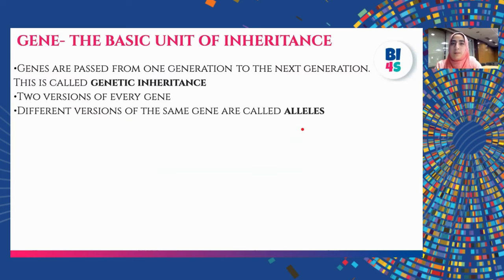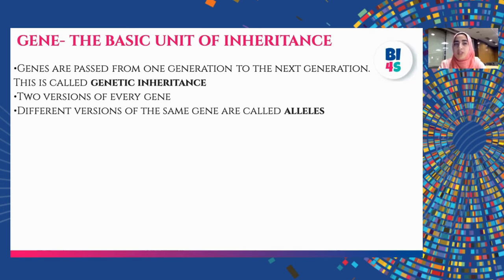So what is meant by the unit of inheritance? Basically, genes are passed from one generation to the next. They have passed from your grandparents, who then pass them to your parents, who pass them to you, and you will pass them to your next generation. And the process will go on. This process of transmission of genes is known as genetic inheritance.